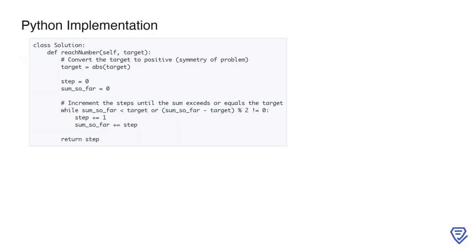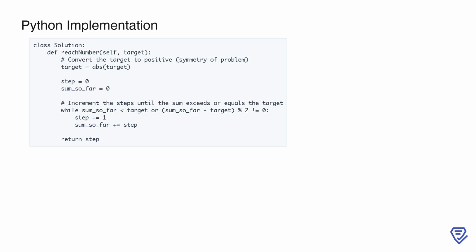This solution addresses LeetCode problem number 754, Reach a Number. The problem asks us to determine the minimum number of steps required to reach a given target on a number line, starting from position 0 and moving either left or right by an increasing step size. The key insight is that the problem exhibits symmetry and can be tackled with a mathematical approach instead of brute force.